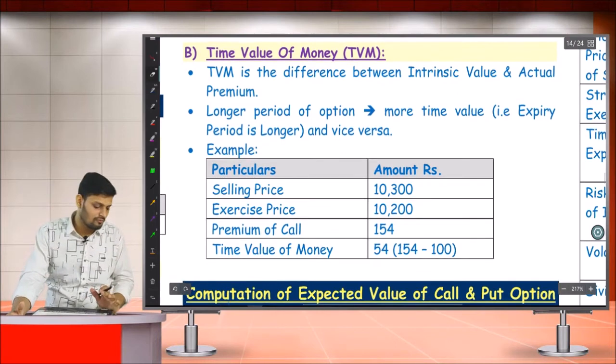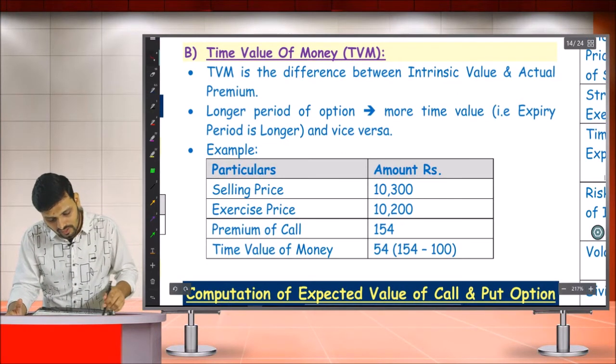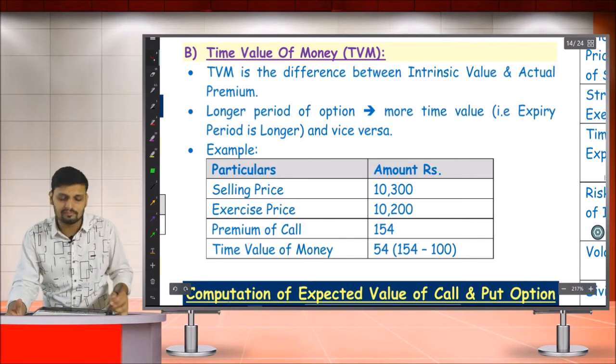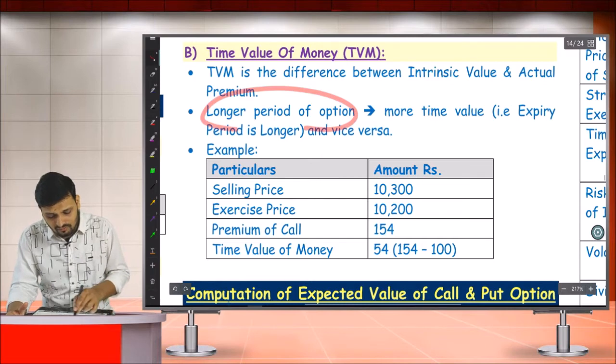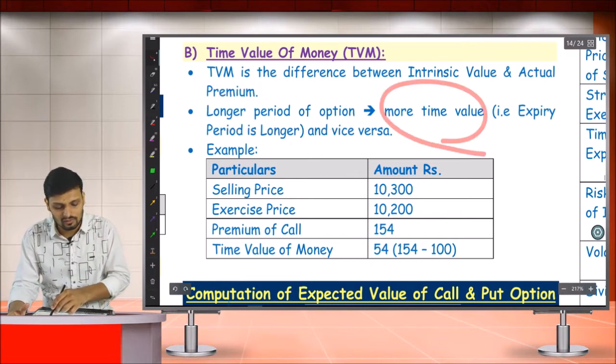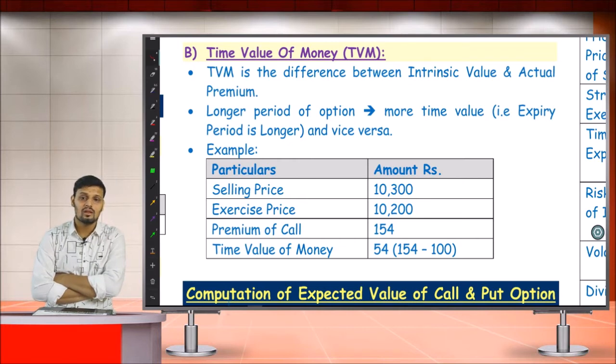Next is time value of money. Time value of money is the difference between intrinsic value and actual premium. For example, a longer period option will obviously have more time value. Say for example, you are going for a 3 months call option. We have already seen that for the 3 months call option, the premium was high, and for the 2 months call option, the premium was low. Why? Because of time value of money.